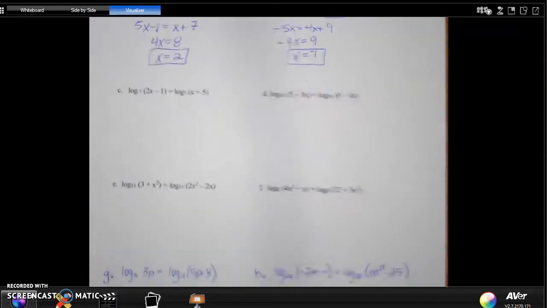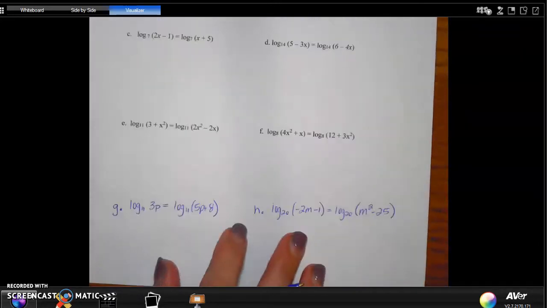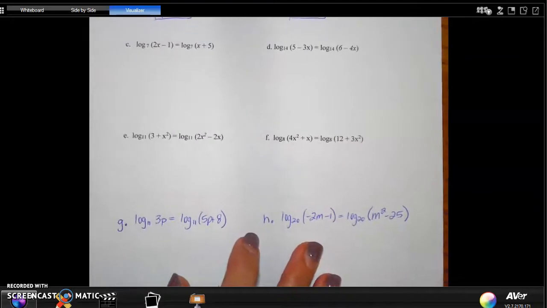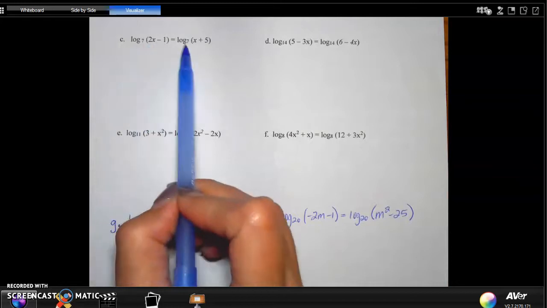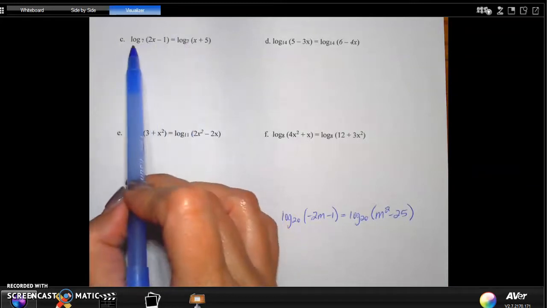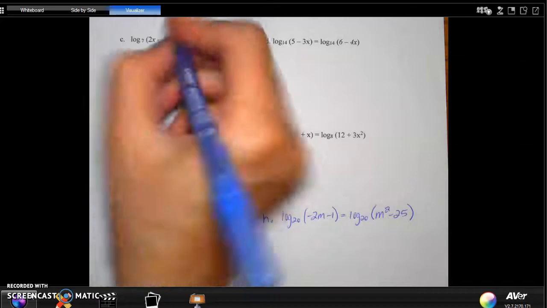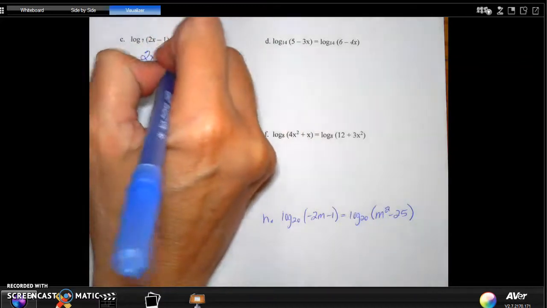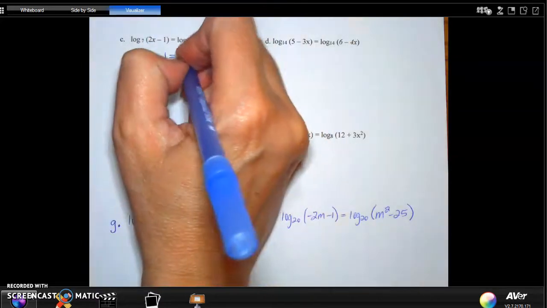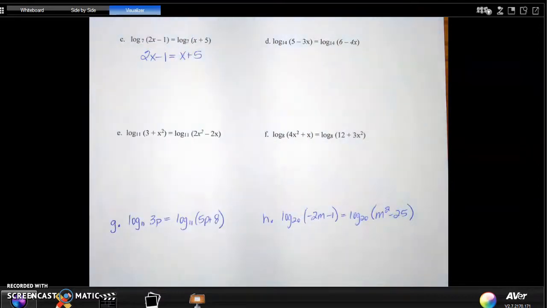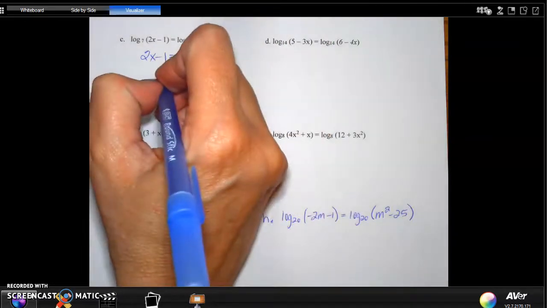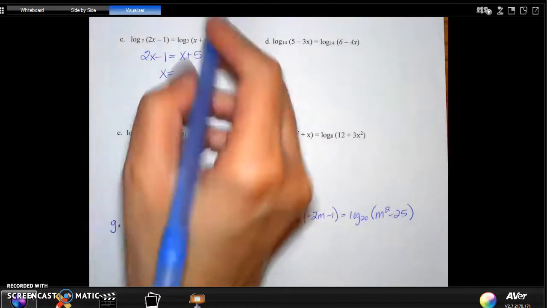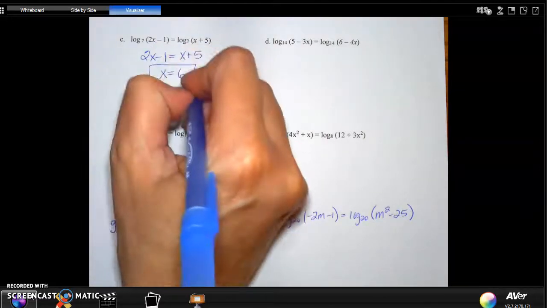Let's take a look at the next two, C and D. So here we have log base 7 on both sides. So we're allowed to drop those logarithms. So we have 2x minus 1 equals x plus 5. Then from there, it's just a matter of moving your variables on one side, your constants on another. So we move our x over here, 2x minus x is x, and then we add 1 to both sides, and we get x equals 6.